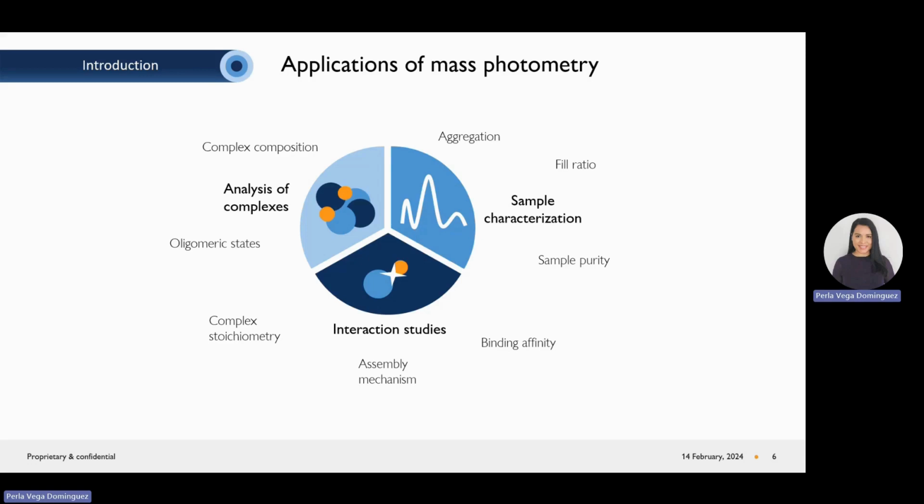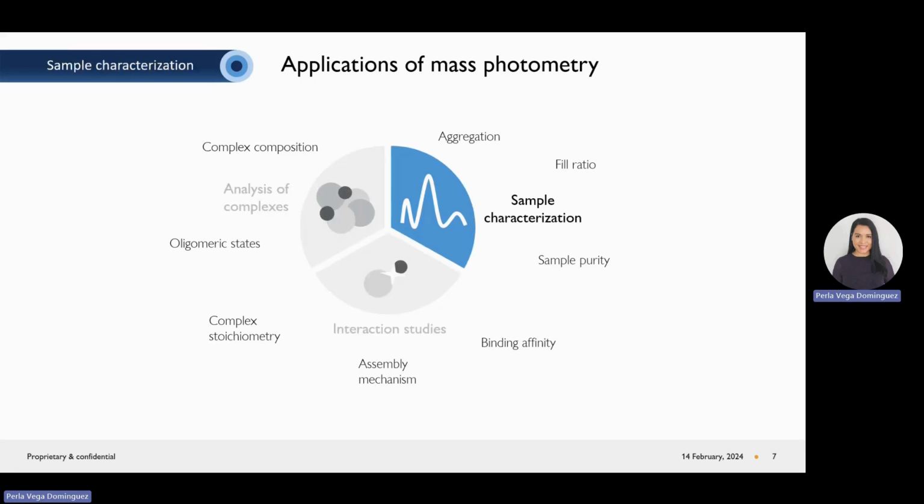In the next set of slides, I'm going to be looking at a selected subset of applications that I put together, as I believe that this will be the most relevant for this audience. But please be aware that there are plenty of other applications that are not going to be covered in this seminar.